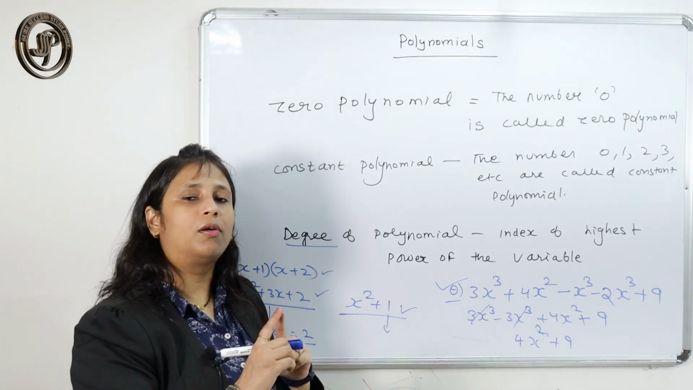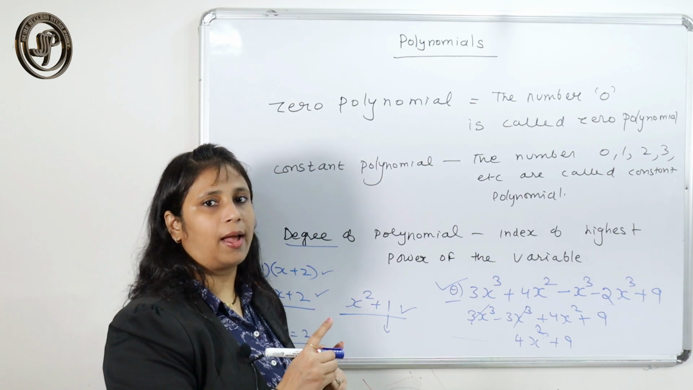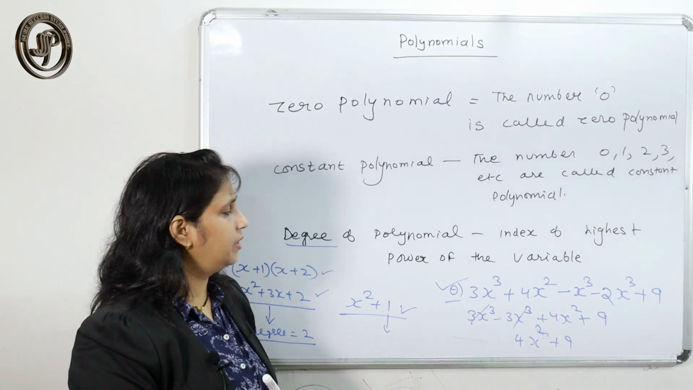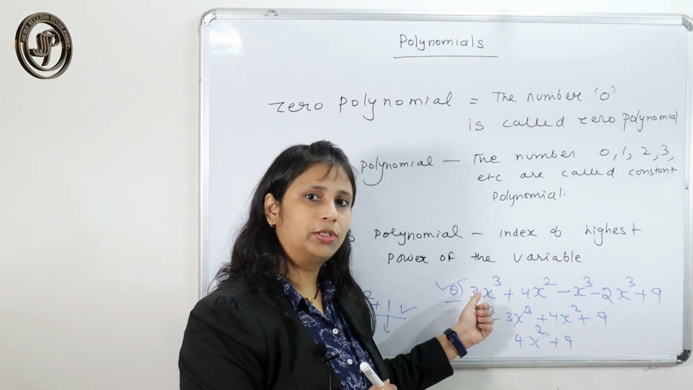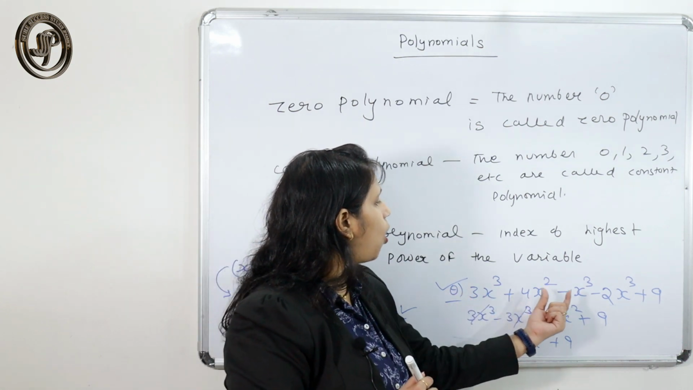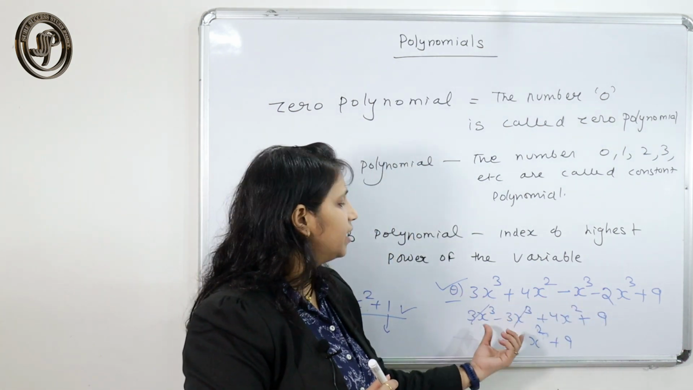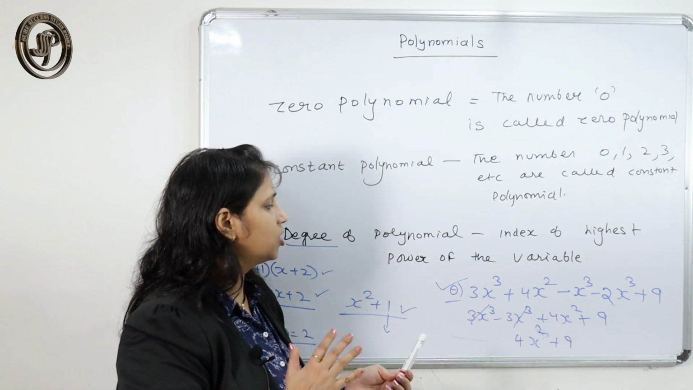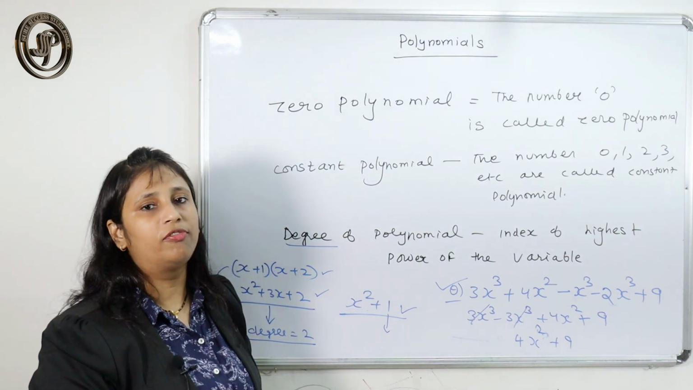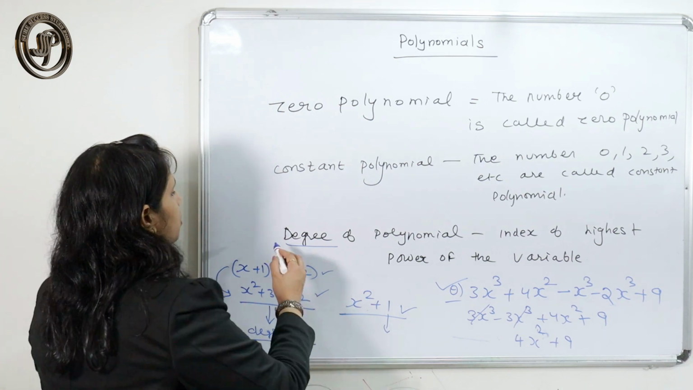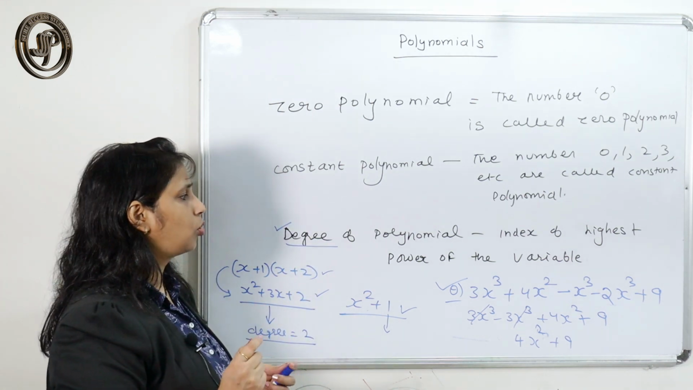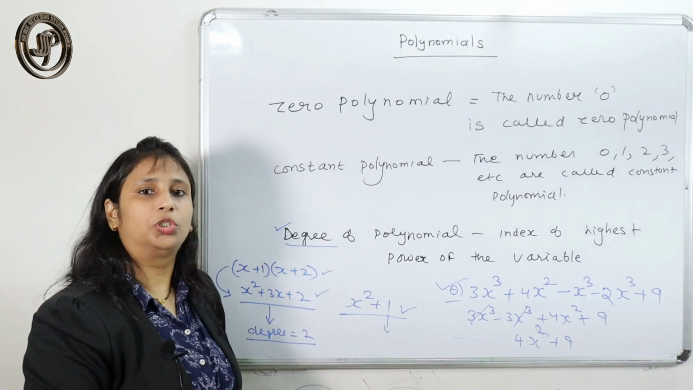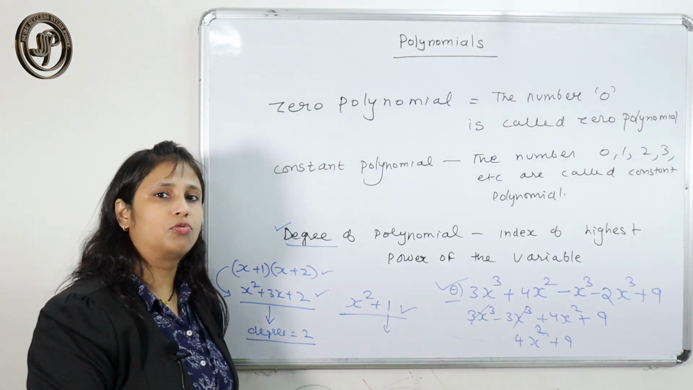If it is in product form, you just have to multiply the algebraic expressions, and then you can find the degree. And if the expression is like this, you have to take all the x cubes together, or the like terms together, simplify that, write in standard form, and then predict what would be the degree of that polynomial. So degree means the index of the highest power of the variable, but the algebraic expression should be in the simplest form in order to find the degree.